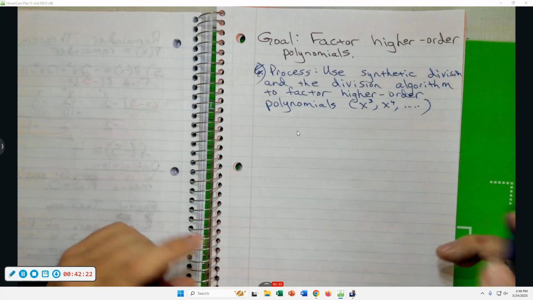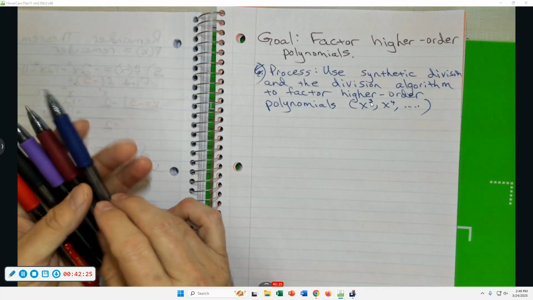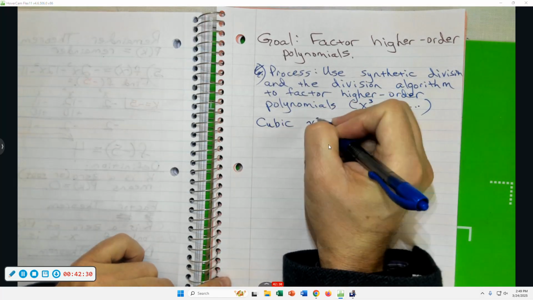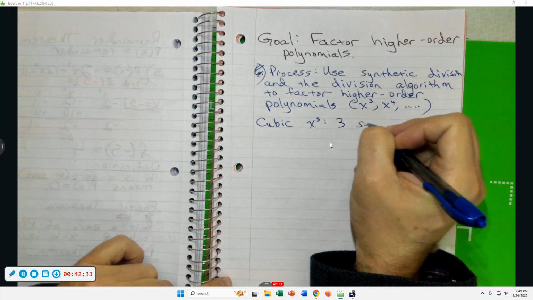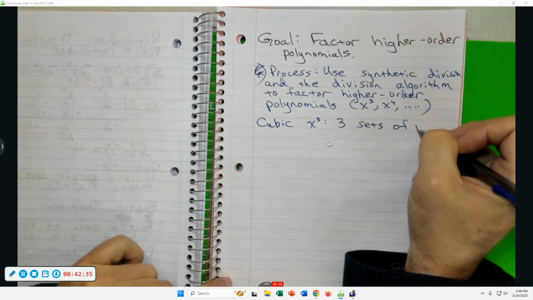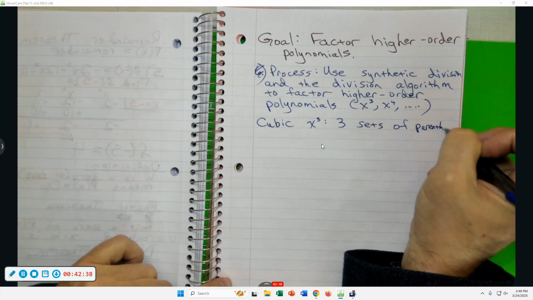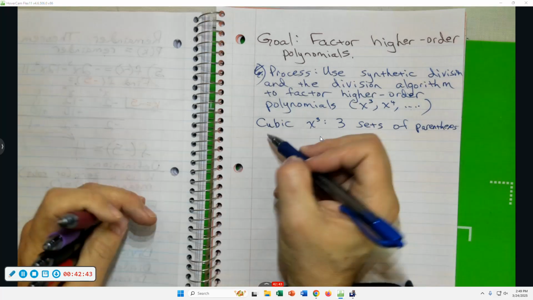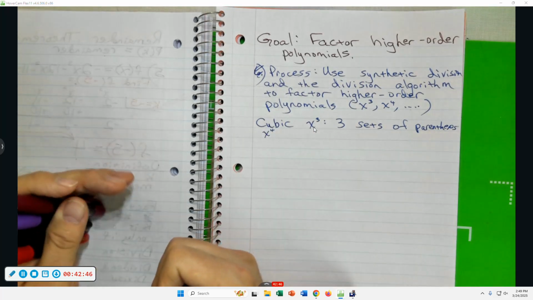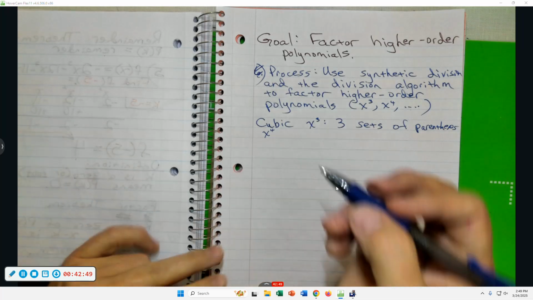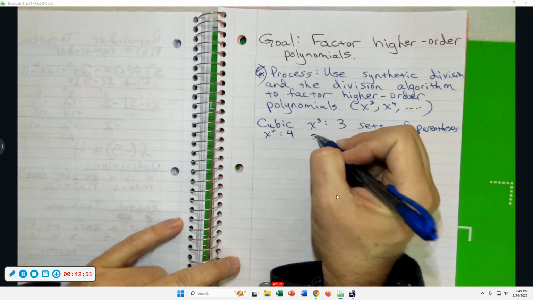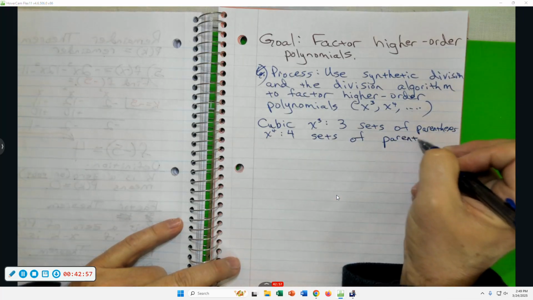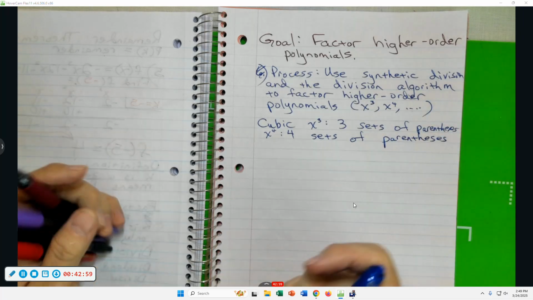Make a note: to factor a cubic, an x cubed, there will be 3 sets of parentheses when it's factored, if it's factorable. Whereas if it had an x to the 4th, you would expect 4 sets of parentheses in the factorization. And so forth.